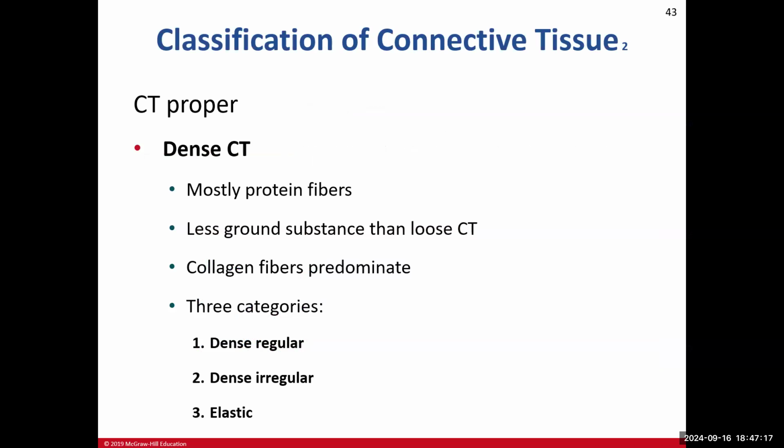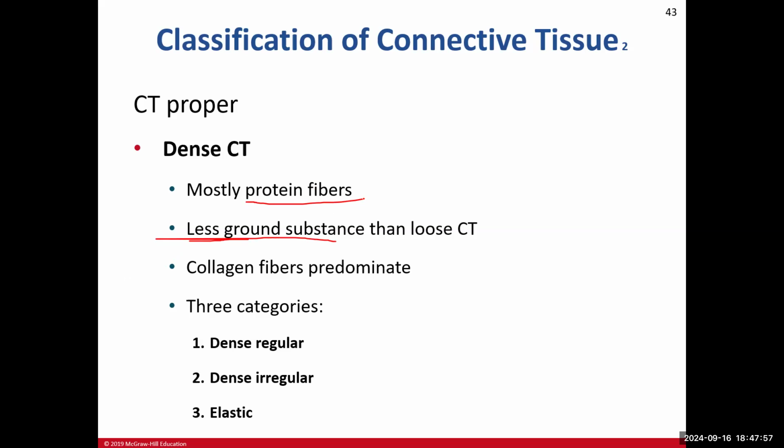All right, the other type of connective tissue proper is going to be our dense connective tissue. There are 3 categories for that: your dense regular, your dense irregular, and then your elastic. So this is dense. You should start to think we're going to see things be a little bit more tightly packed. We're going to see a lot less ground substance than what we saw in the loose, but we are going to see a lot more protein fibers. So less ground substance, more protein fibers in this tissue here.